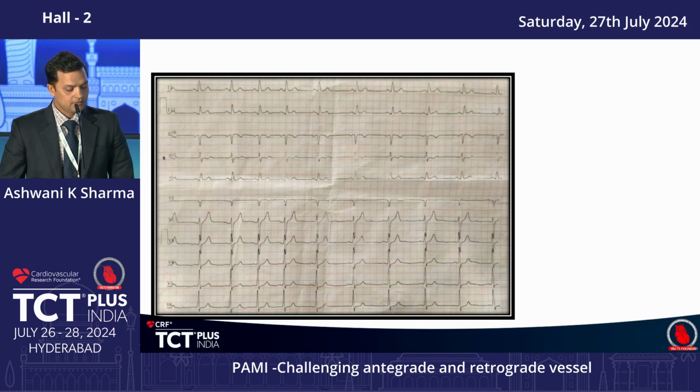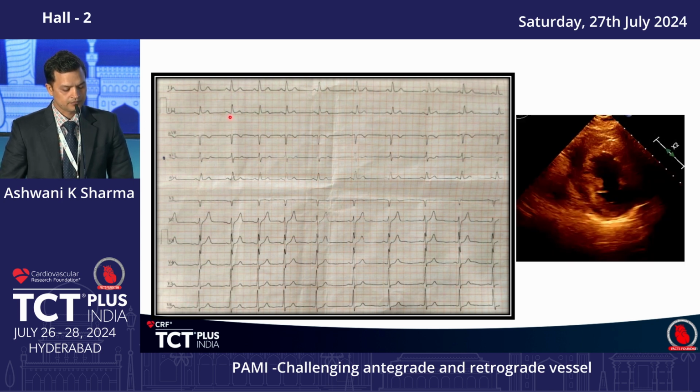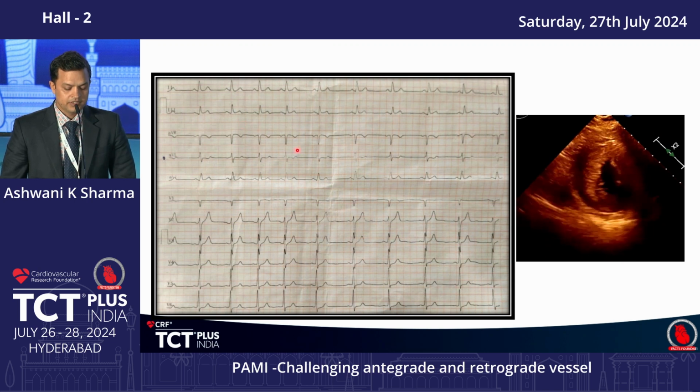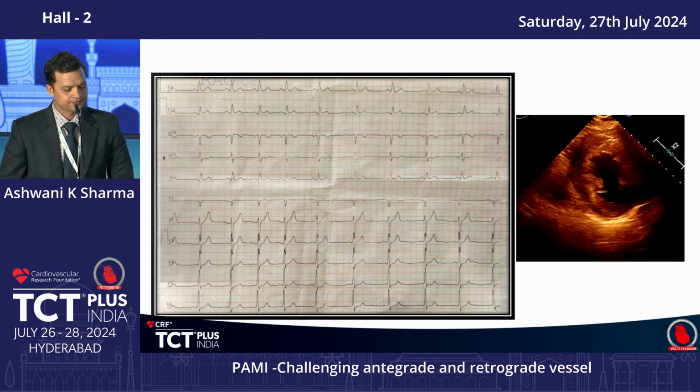His ECG was performed, and we can appreciate that there was ST depression in lead 1, aVL, and V5, V6. There was slight ST elevation in lead 3. Echocardiogram revealed concentric LVH with RWMA involving the inferoseptal, inferior, and inferior segments.